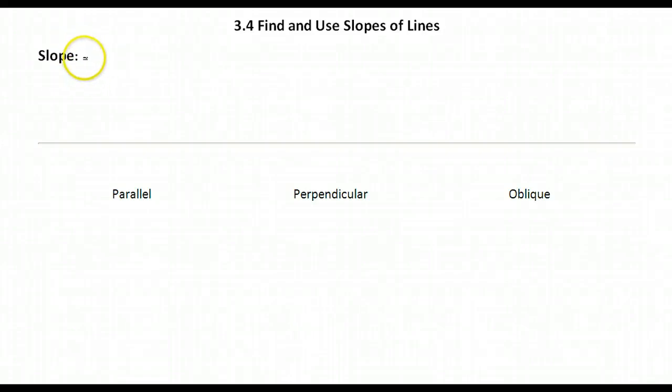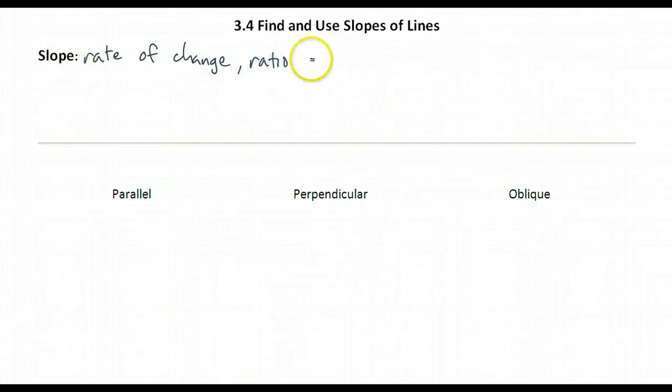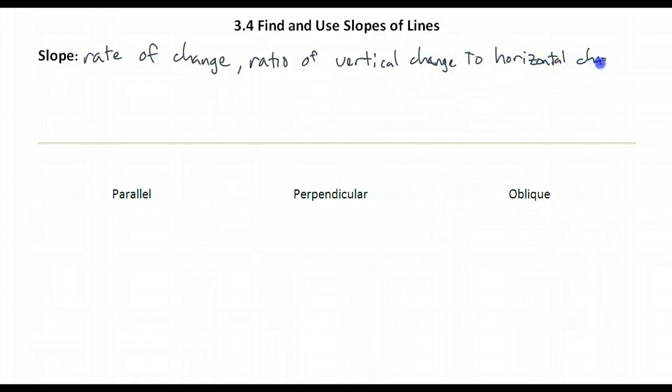Slope is defined as the rate of change of a line. To figure out the slope, we need to find the ratio of the vertical change to the horizontal change. The variable we use for slope is m, and since it's a ratio, it's going to be a fraction.